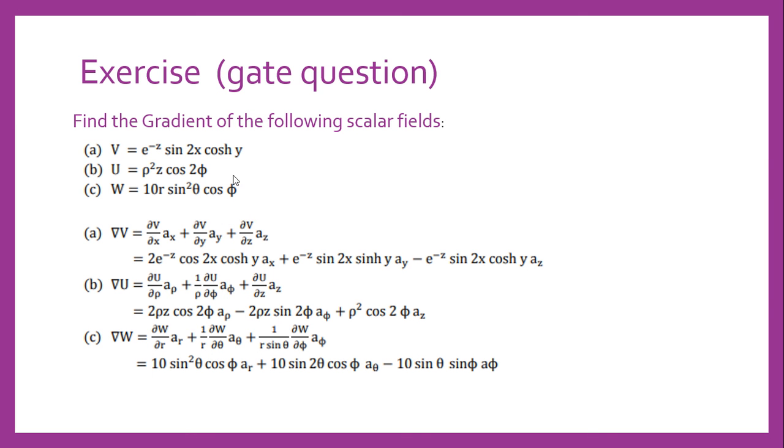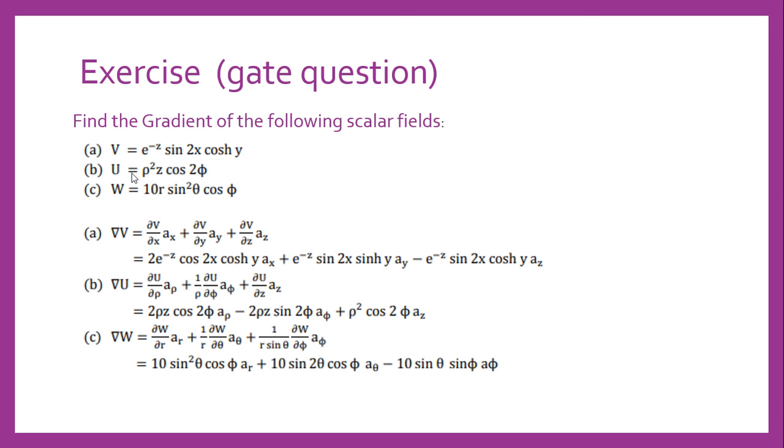And with respect to z, e power minus z we can write as minus z into e power minus z. So you are getting this term. So all the three parameters should be applied with the vectors. If you see the scalar field, there is no vector. If you find del v, you have to incorporate ax, ay and az, which is a vector. So this is a scalar field, del v is a vector field.